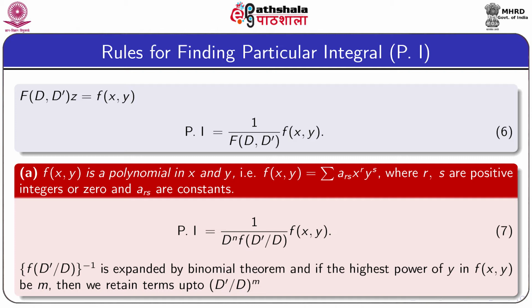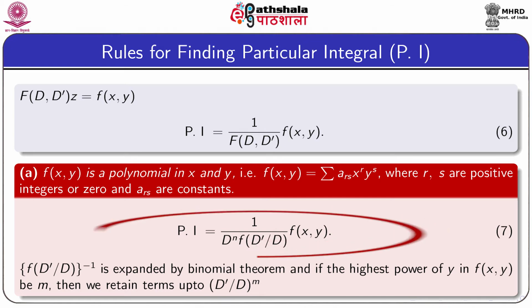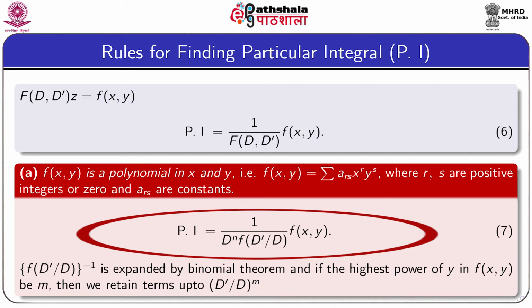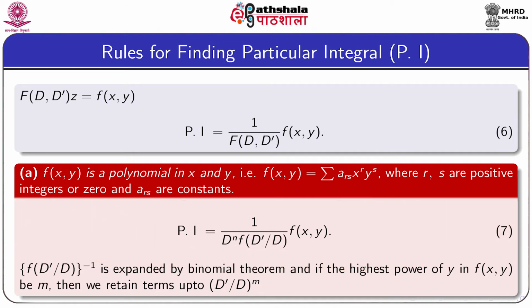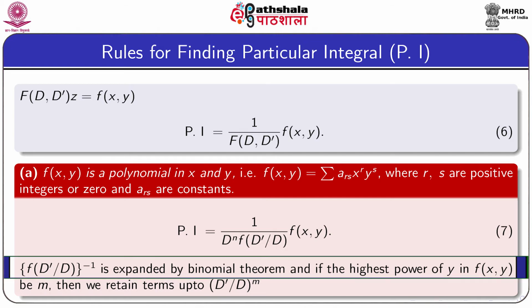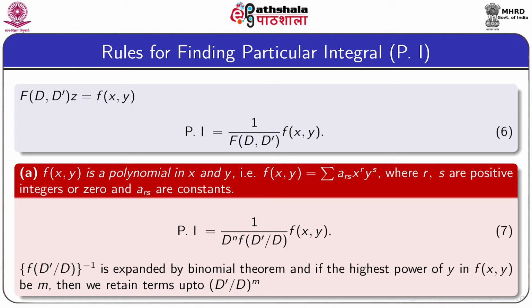So, if small f is given in this form, the particular integral can be written as 1 by D to the power n small f D dashed by D operating on small f x y, where small f D dashed by D to the power minus 1 is to be expanded by binomial theorem, and if the highest power of y in f x y is m, then we need to retain the terms up to D dashed by D to the power m. The idea will be more clear if we take one example.